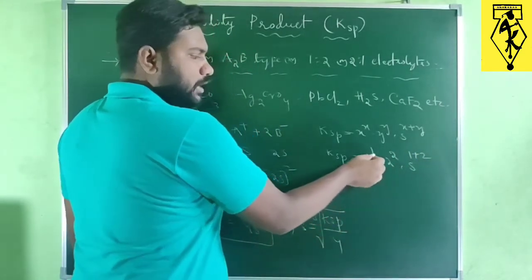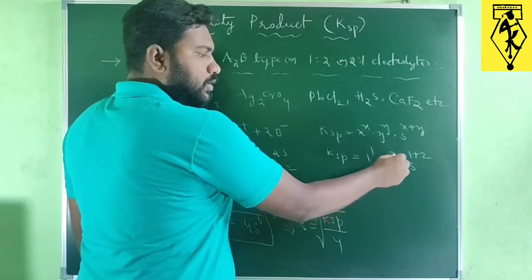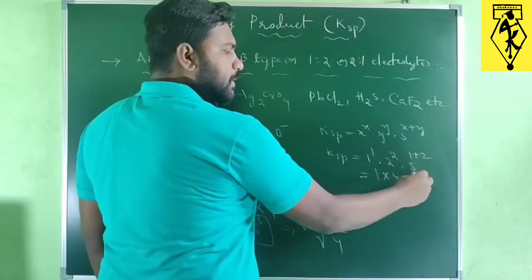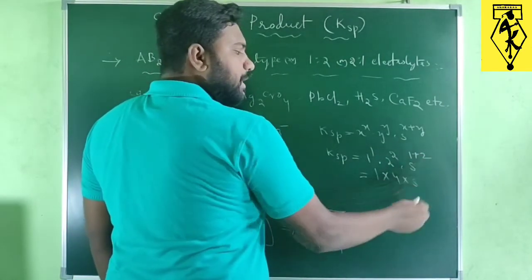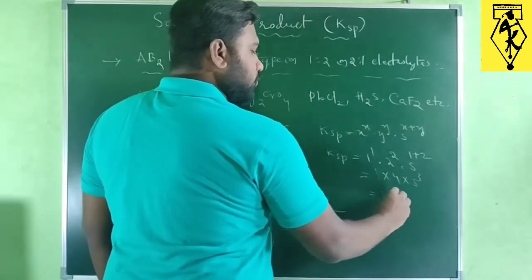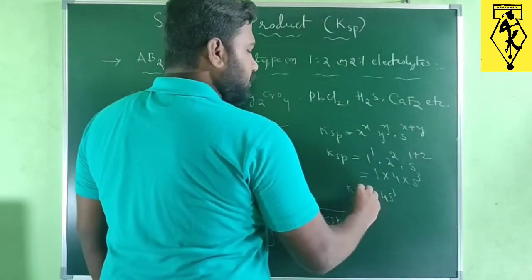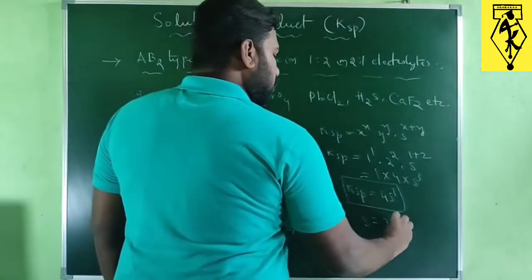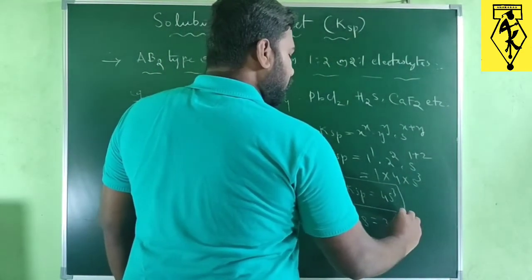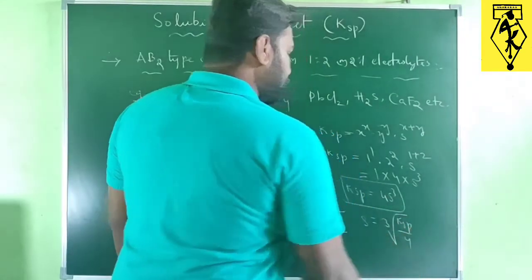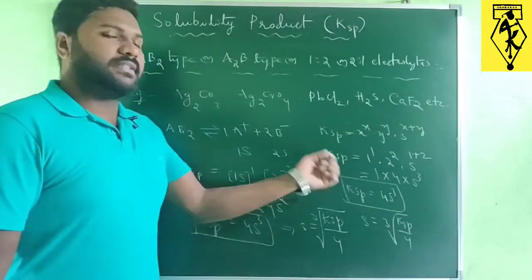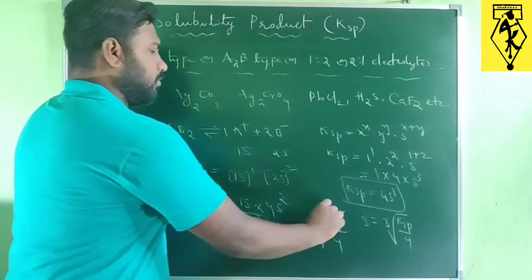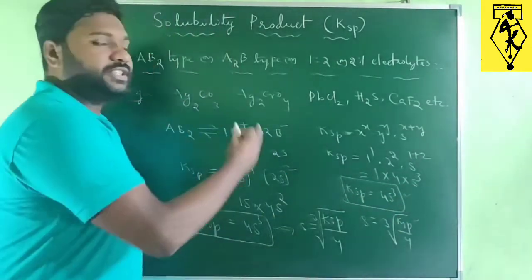So 1 power 1 is 1 and 2 square is 4, into S plus S power 1 plus 2, 3. So 4S cube. So KSP is equal to 4S cube, or S is equal to cube root of KSP divided by 4. In both ways we got the same value, the same expressions for this type of electrolytes.